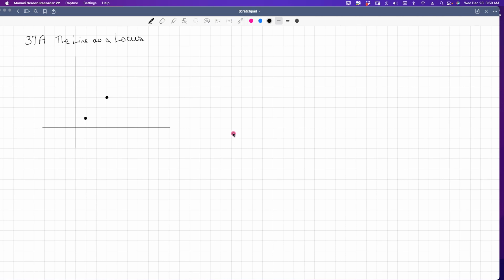Welcome Algebra 3, Saxon Advanced Mathematics. We are in Lesson 37A. I'm going to talk about the line as a locus.